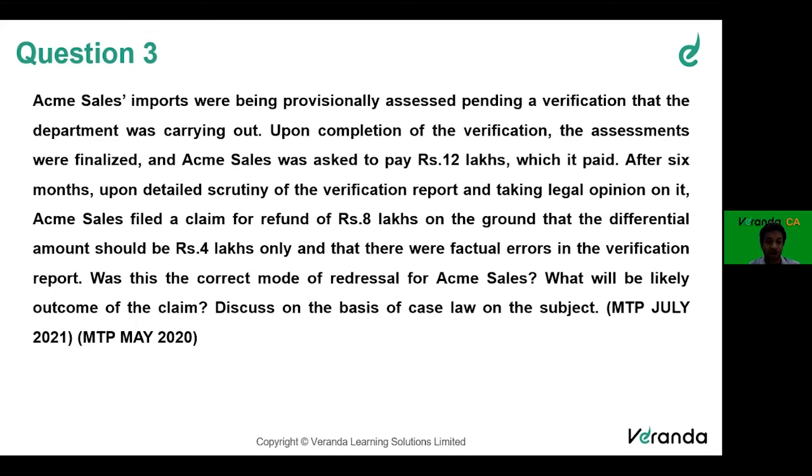After 6 months, upon detailed scrutiny of the verification report by the department, Acme Sales did a detailed verification, took a legal opinion and found that it was not payable. So they filed a claim for refund of 8 lakhs out of that, because they felt that only 4 lakhs was payable. There was a factual error in the verification report. So they felt that out of 12 lakhs, only 4 lakhs was actually payable, but by mistake we paid the entire 12 lakhs. Why? Because the department gave an order. So they applied for a refund of 8 lakhs.